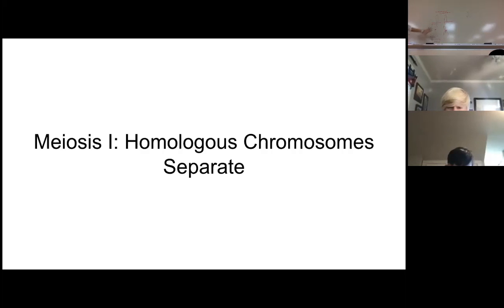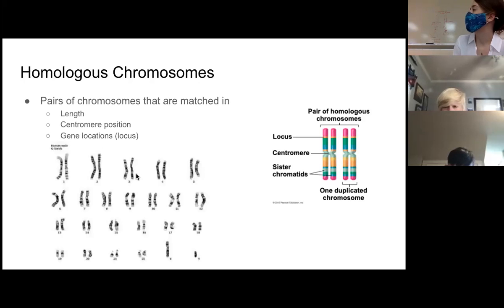In meiosis, you either get this or you get this. You're separating your homologous chromosomes. They're still paired up in their sister chromatids. And that will make sense in a second. So meiosis 1, we're separating homologous chromosomes. So each cell is going to have either this or this. You don't get a copy of everything.